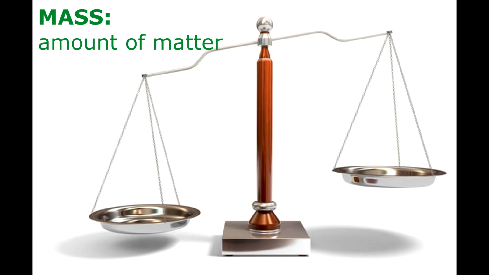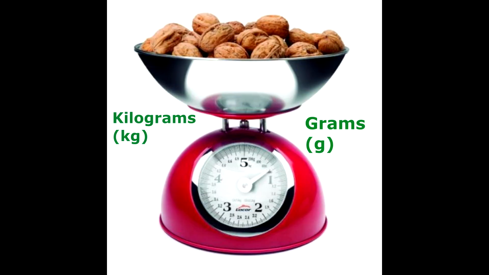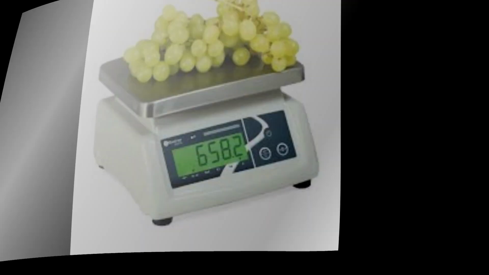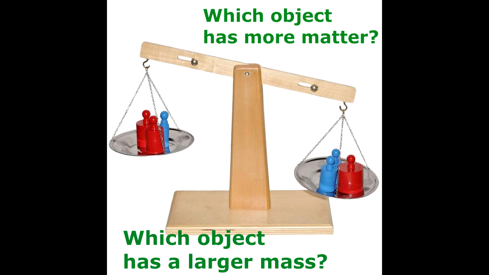We can measure the mass using different scales. For example, we can measure the mass in kilograms or maybe in grams. This is a digital way to know how much matter is there in an object, in this case in the walnuts. In this picture you can see how you can measure the matter in the strawberries. How much mass is there in these grapes? Now guys, you will have to tell me which one of the following objects has a larger mass. Which one is heavier?